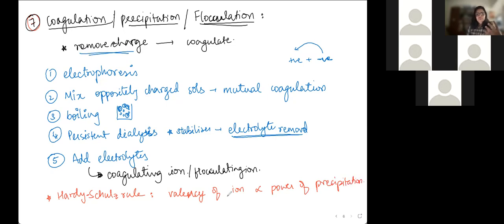Okay. So if I add electrolytes containing a higher valency, something like Fe3+ or Al3+ or Mg2+, they will coagulate or separate out the colloid much faster and more effectively than an electrolyte like NaCl or KCl, which has lower valency. So higher is the valency of this coagulating ion, higher is the power of the precipitation.